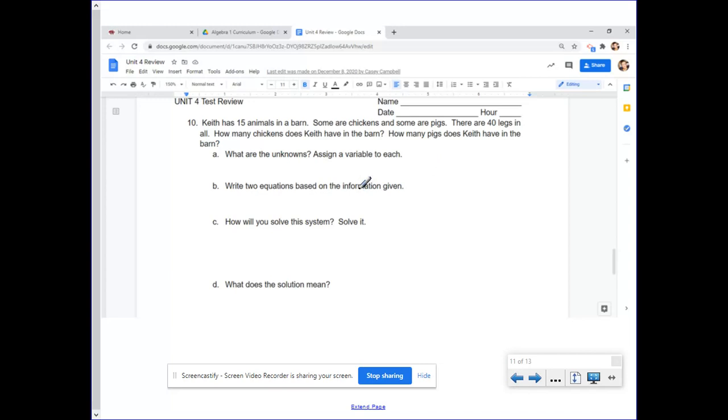So Keith has 15 animals. Some are chickens, some are pigs. There are 40 legs in all. How many chickens does Keith have in the barn? How many pigs? So we don't know the number of chickens or pigs.